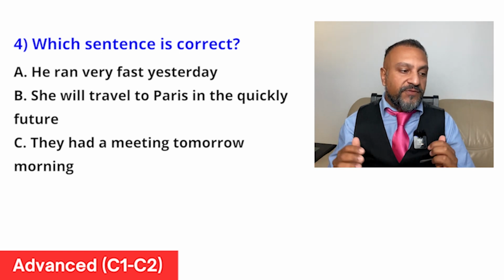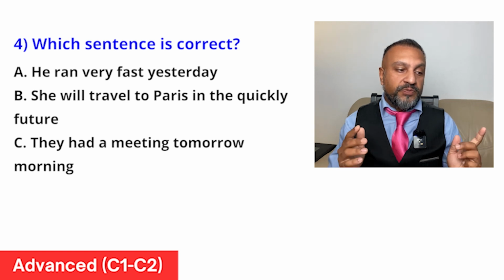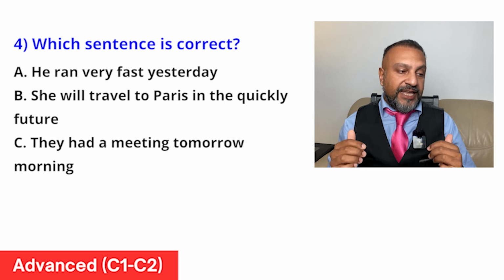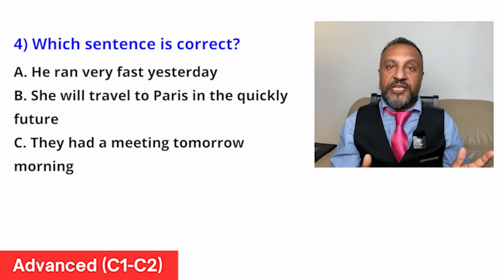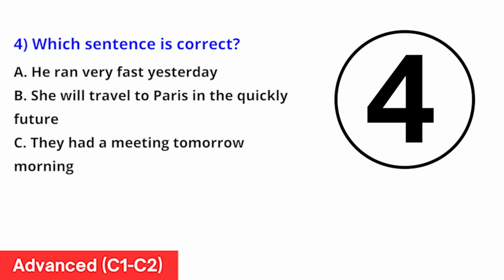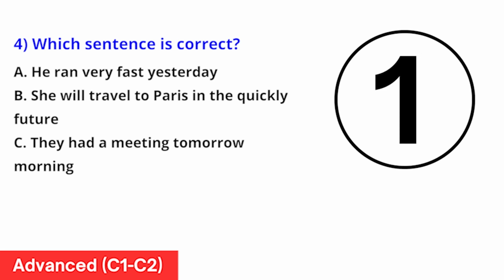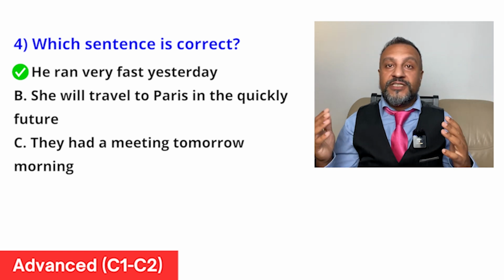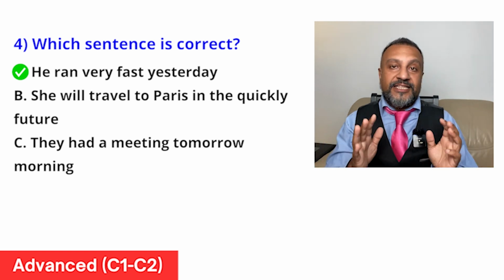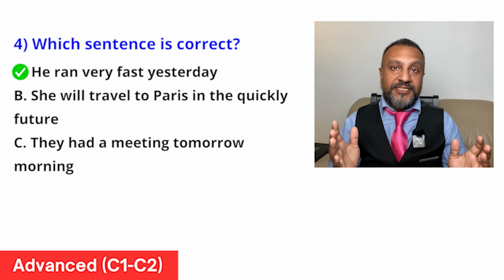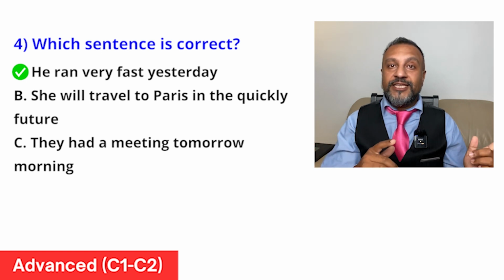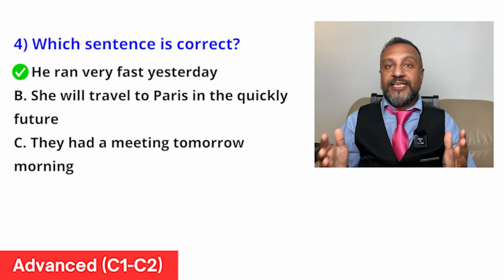He ran very fast yesterday. She will travel to Paris in the quickly future. They had a meeting tomorrow morning. The answer is he ran very fast yesterday, but why? This sentence is grammatically correct. The sentence uses the correct form of the verb ran and the correct time expression yesterday.